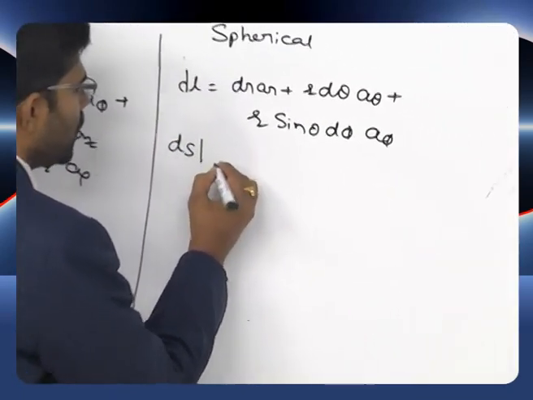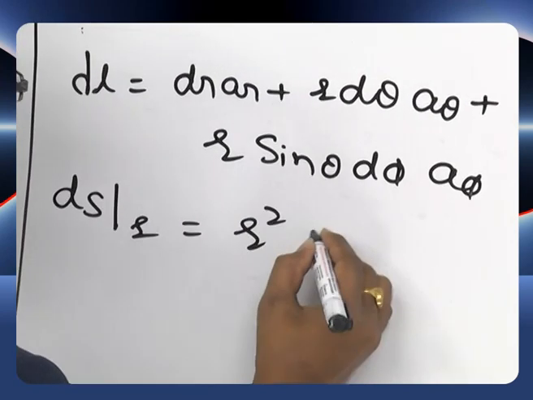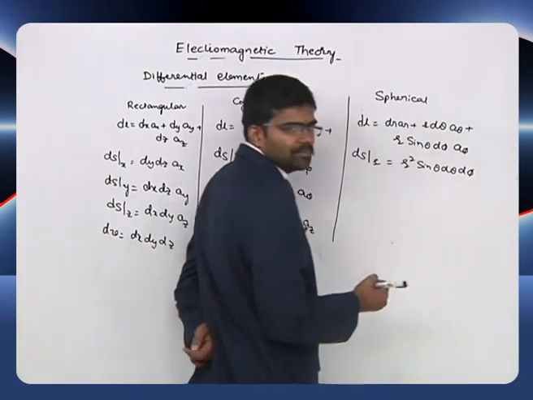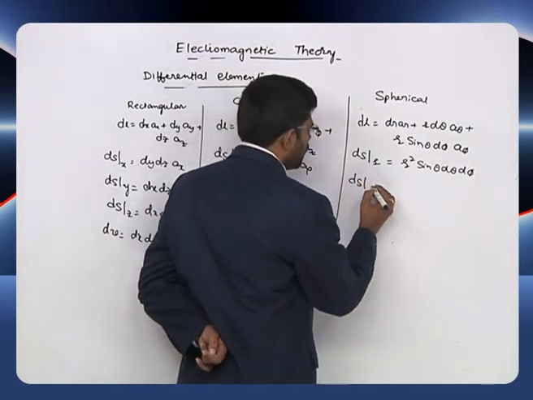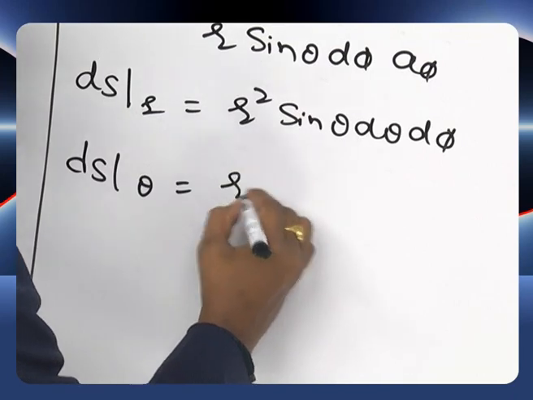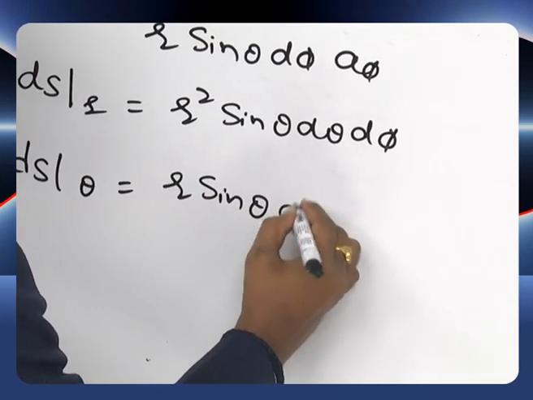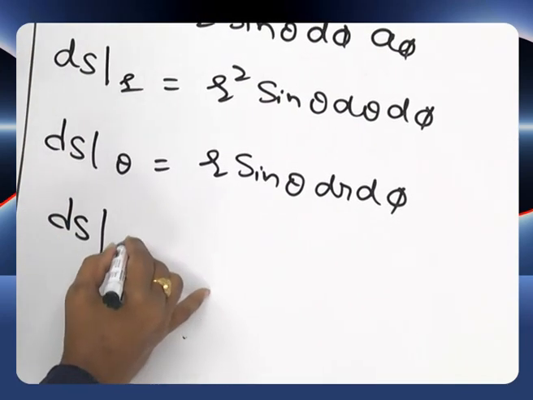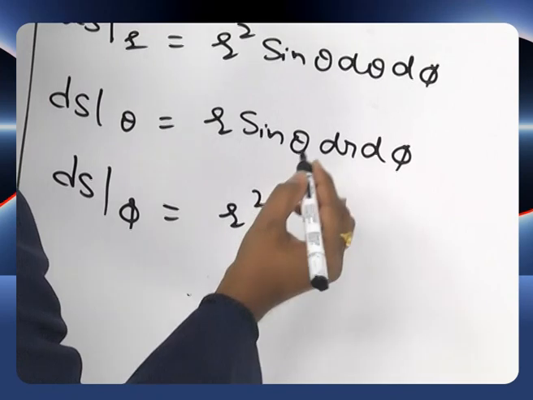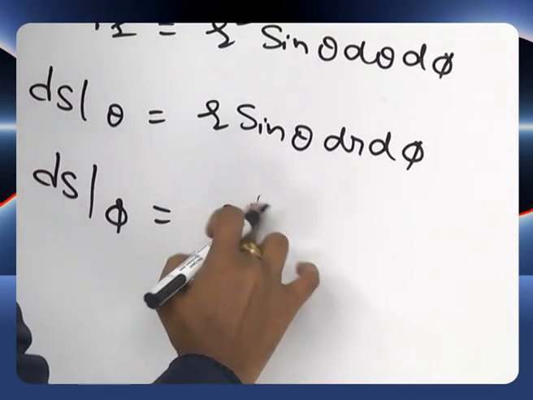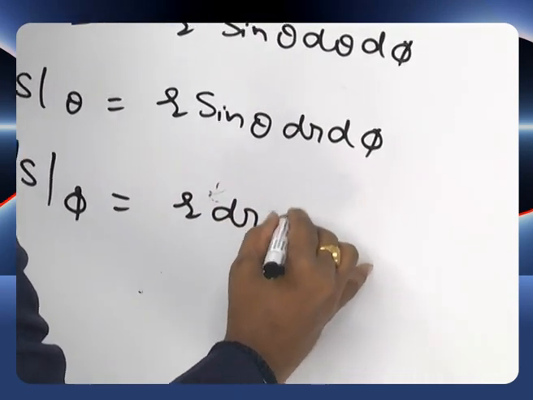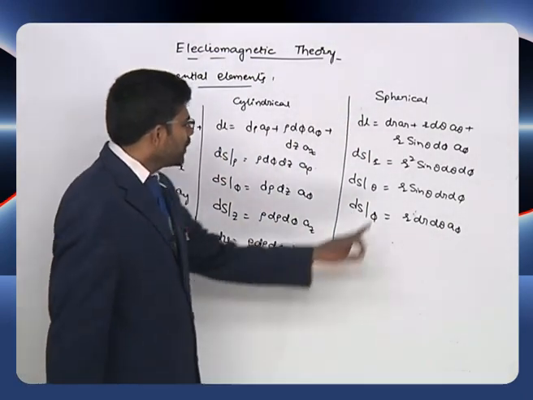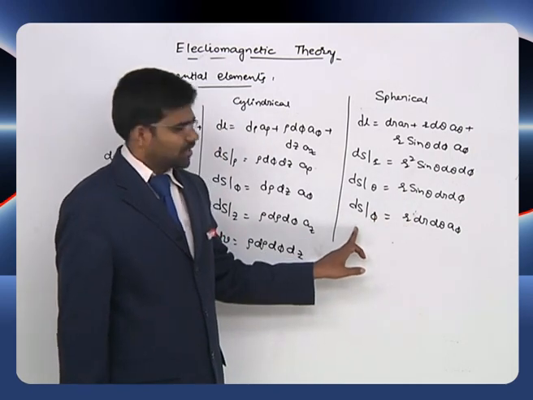Differential surface in the radial direction is equal to r squared sin theta d theta d phi. Differential surface in theta direction is equal to r sin theta dr d phi. Differential surface in phi direction is equal to r dr d theta a phi. These three will give us the differential surfaces in all directions, right?